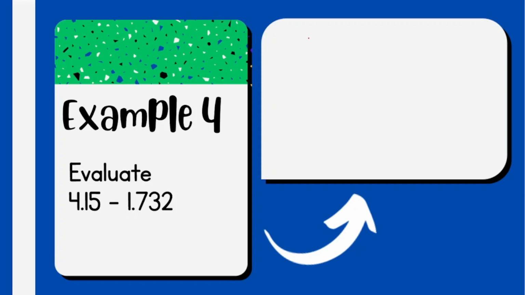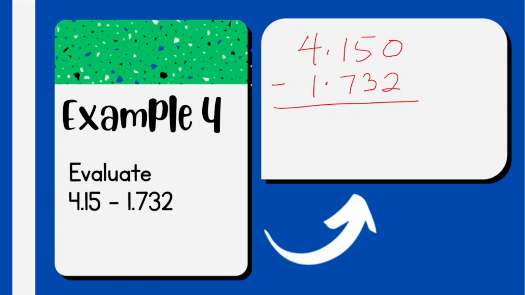So that's going to be 4.15 minus 1.732. We're going to subtract. Now, don't forget we're going to add 0 here. All right. So we're going to subtract now.